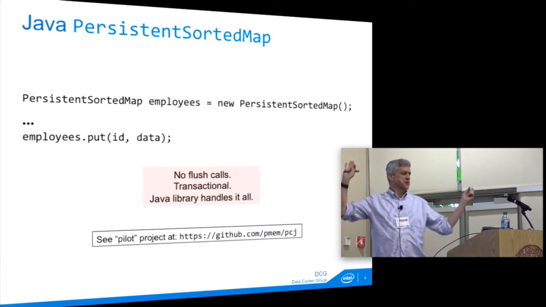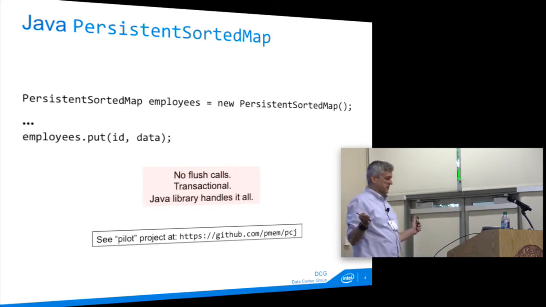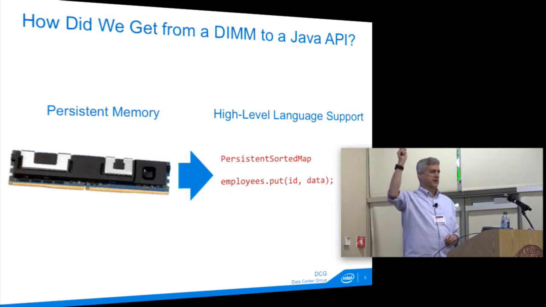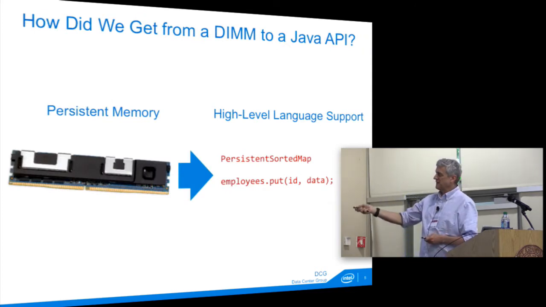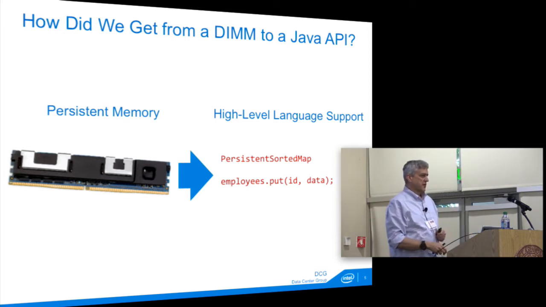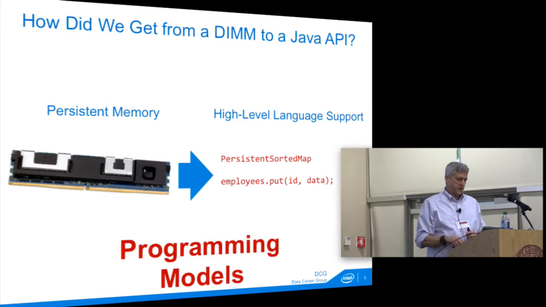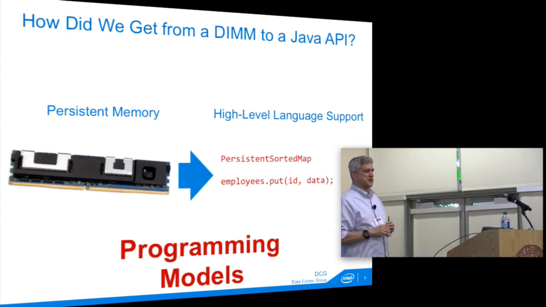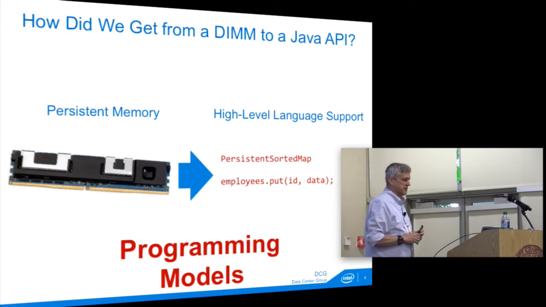So, well, piece of cake, we're done, right? What is there more to do? Well, how did we get here, right? How did we get from me swinging this DIMM around here from persistent memory to this very high level language support? Okay, what's in between there? What's in between there are support for the programming models that people build on to get us here. And that's really what I'm here to talk about.